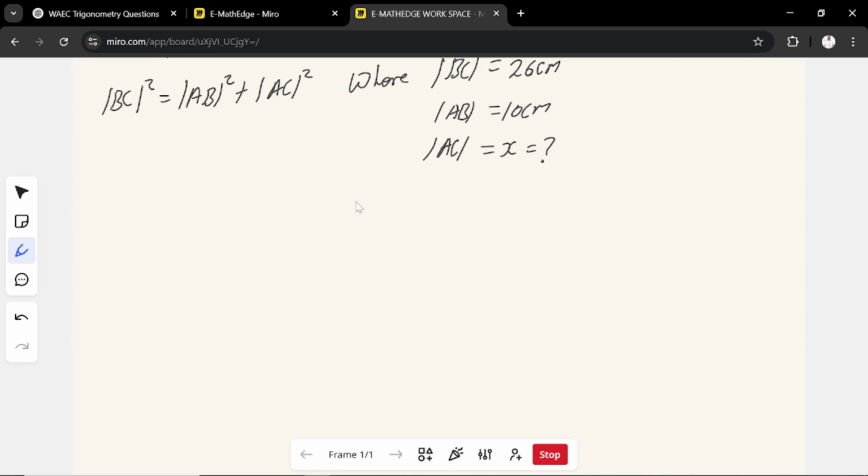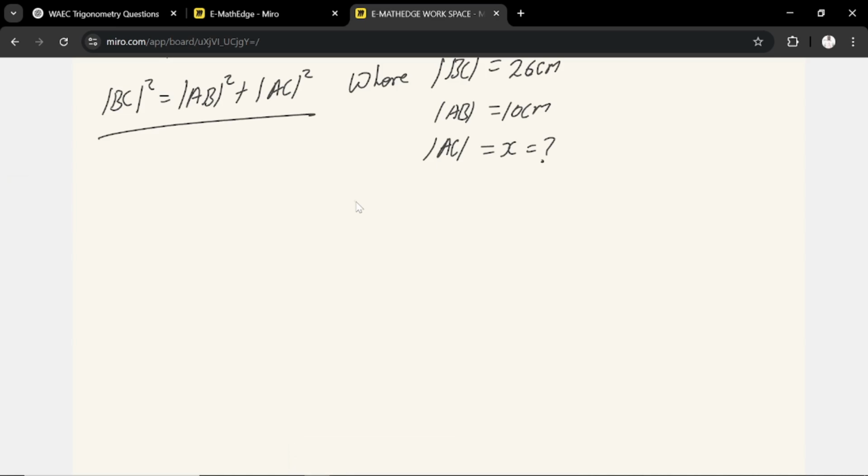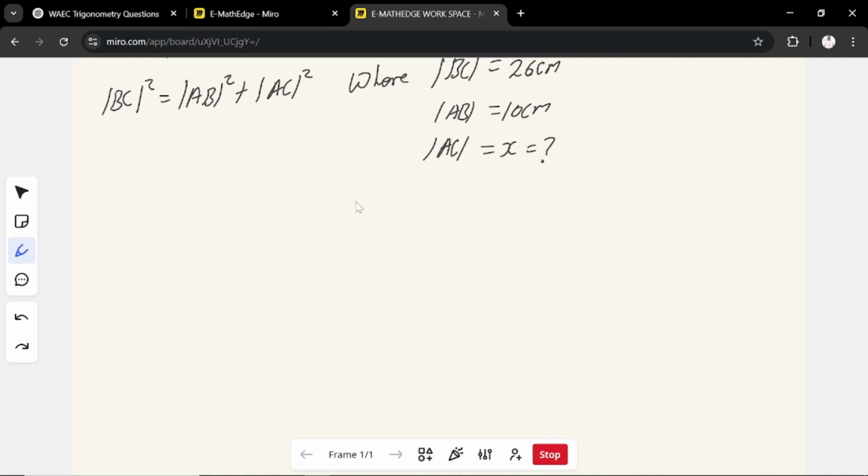Now, having all these values available for us, the next thing we are going to do is to substitute all those values into the formula, which is BC square equal to AB square plus AC square. Now, instead of BC, we have 26 centimeters here. So we are going to substitute it, and it's going to give us 26 square equal to line AB, and we know AB to be 10 centimeters, so it's going to give us 10 square plus AC square.